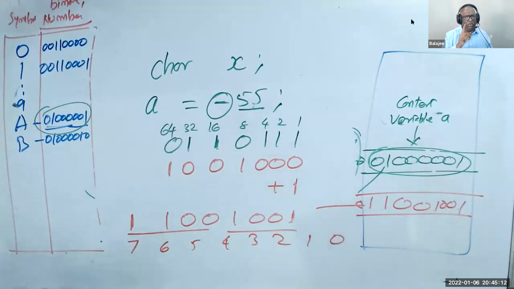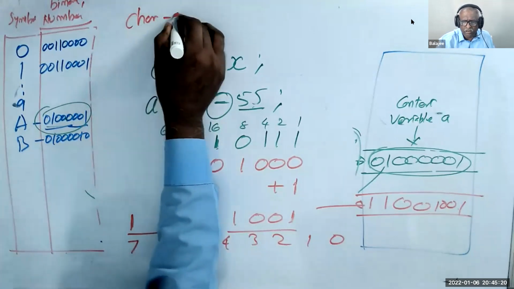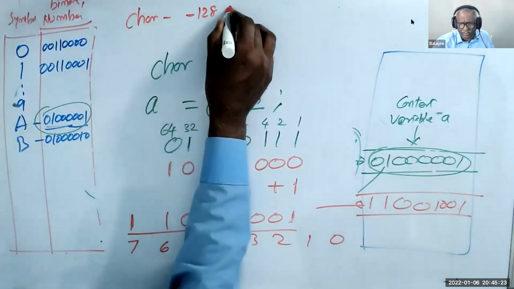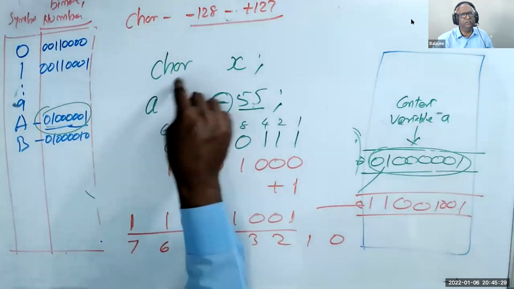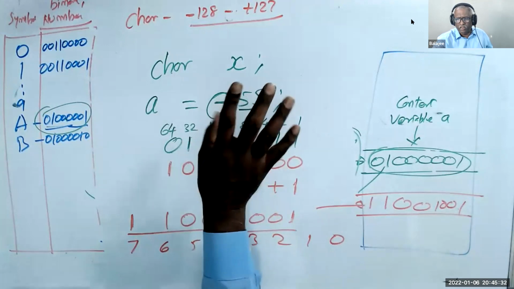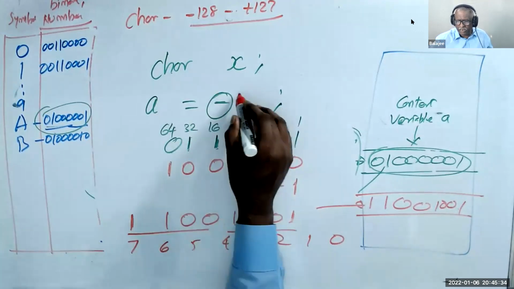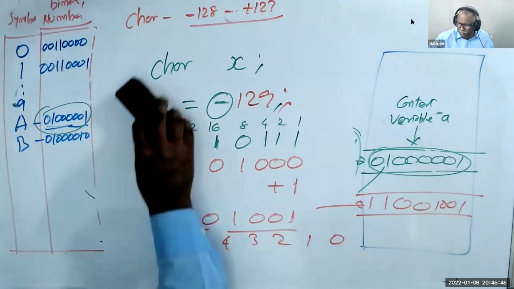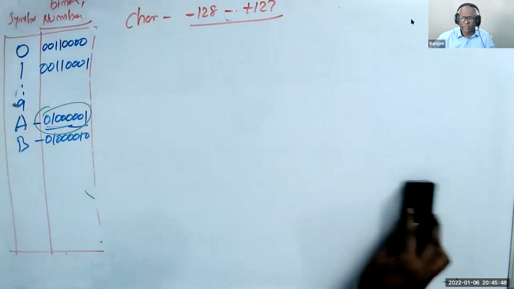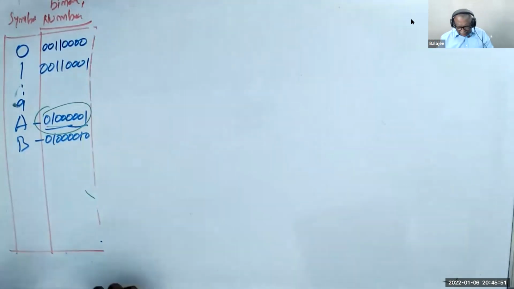As I told you last class itself, every declaration has a limitation. CHAR means minus 128 to plus 127. So when you declare a character CHAR, don't give anything beyond it. If you give minus 129, what will happen? Don't ask me, that's not legal. Since he has asked, I'll explain with a small example.